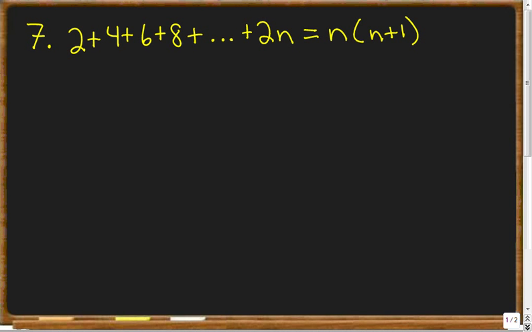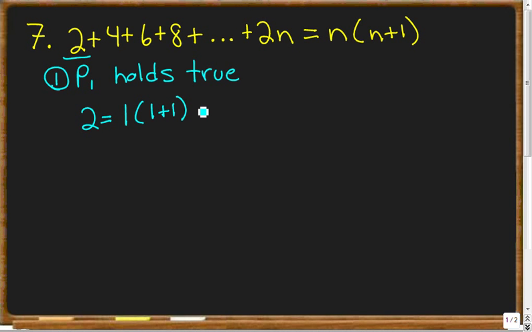So what we need to do for mathematical induction is two things. We need to first off show that P1 holds true. So basically that means that the formula that's listed over here works for the first term. So our first term here is 2. Okay? So if we look at that, our first term, then n is going to be 1. So we're going to do 1 times 1 plus 1, which is the same as 2. So this holds true. So our first step passes our test.